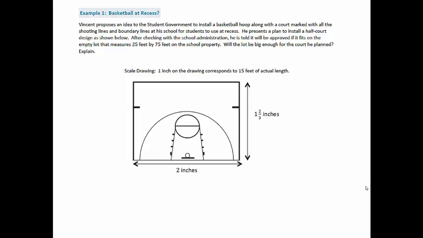In example 1, Vincent proposes an idea to the student government to install a basketball hoop along with a court marked with all the shooting lines and boundary lines at his school for students to use at recess. He presents a plan to install a half-court design shown below. So here's the design of the half-court.